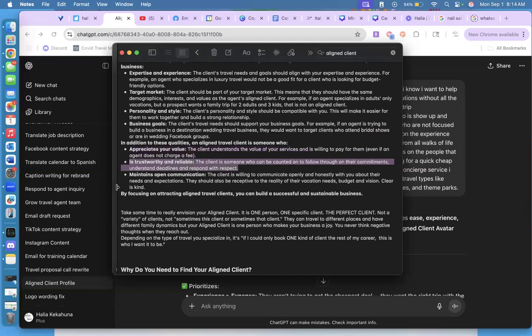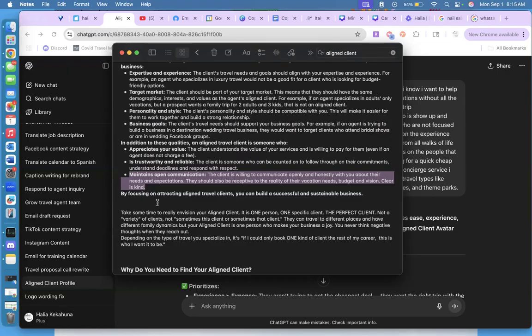They are going to be someone who can be counted on to follow through on their communication, understand deadlines, and respond with respect, okay? So they're not someone that's going to be ghosting you or hard to get a hold of or doesn't want to sign something or authorize something on time, right? They're going to follow, again, your sales process and they're going to be working with you throughout this vacation, okay? And maintains open communication, right? Kind of goes hand in hand with trustworthy and reliable. They're willing to communicate openly and honestly with you about their needs and expectations, and you're communicating openly and honestly with them as well, okay?